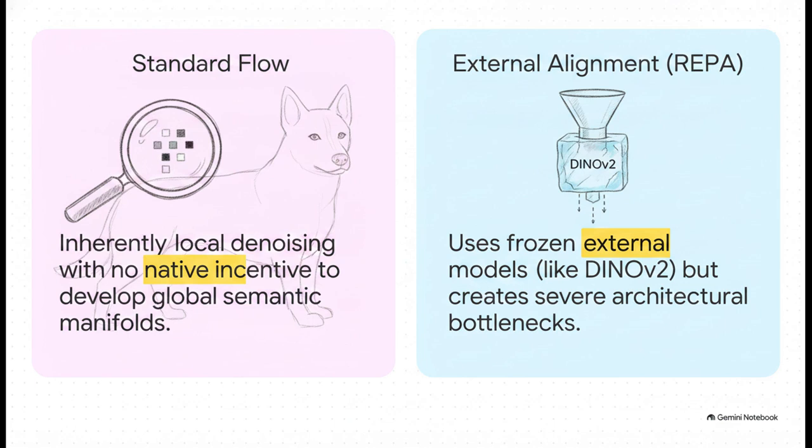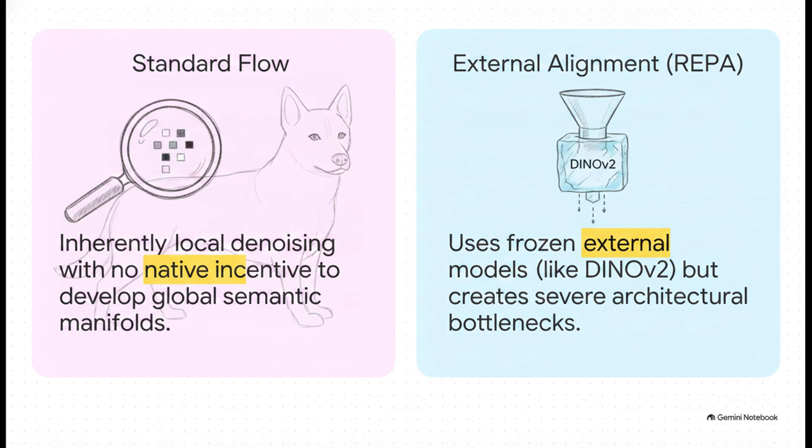You basically had two choices. Option A, stick with standard flow models, which generate great pixels but suffer from total local blindness. Or option B, try to inject some intelligence using something called external alignment, or REPA. This meant forcing your generator to align with frozen, already trained models like DINOv2 or CLIP. But the catch? It creates a severe architectural bottleneck.